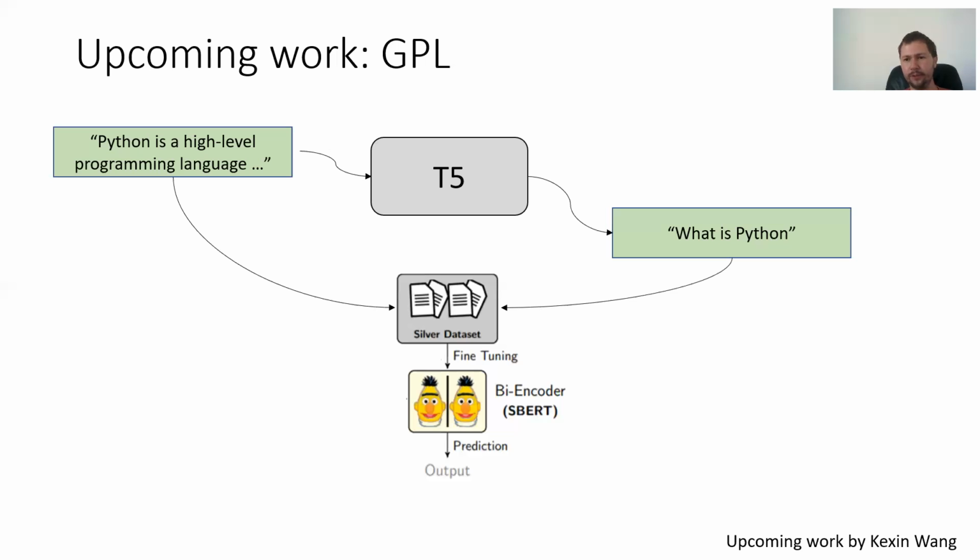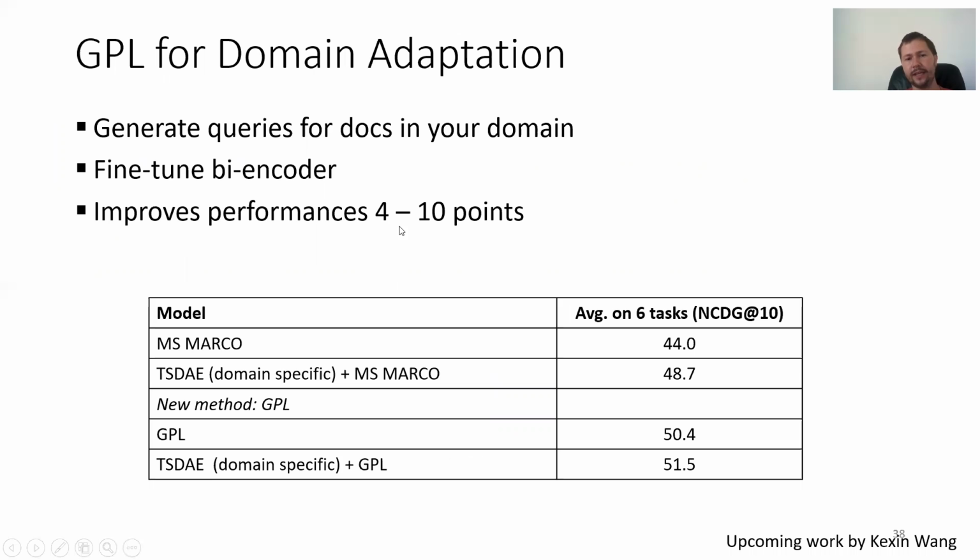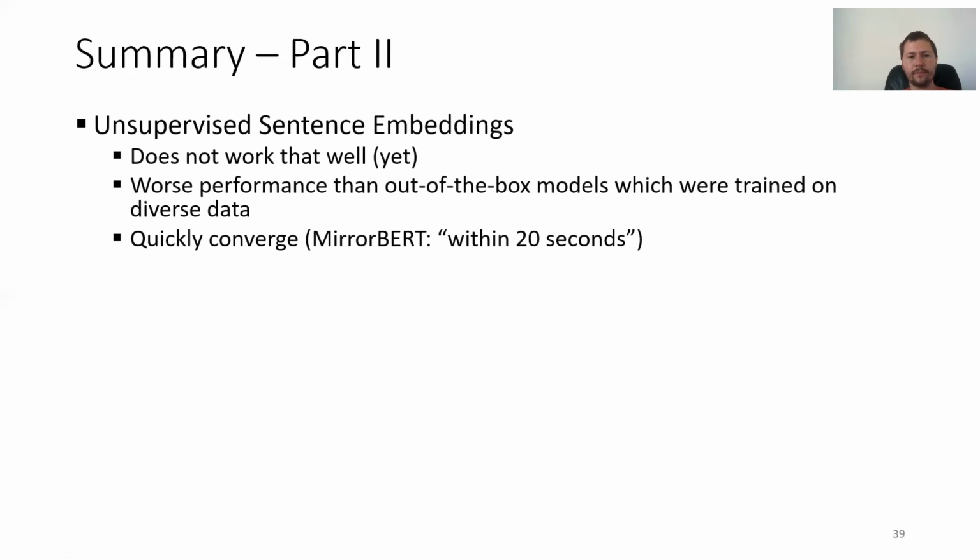train a BEIR model. And if you do some tricks, which we will present soon in the paper, you get a really nice improvement, and the performance can improve by between 4 and 10 points. So if you take the out-of-the-box model from MS Marco, you get a performance of 44. And then if you do this adaptation, either with GPL or also pre-training with TSDAE plus GPL, you can get an improvement to 51.5. So this is a 7.5 point improvement on average. A really simple and nice method. More details will appear soon in the paper.